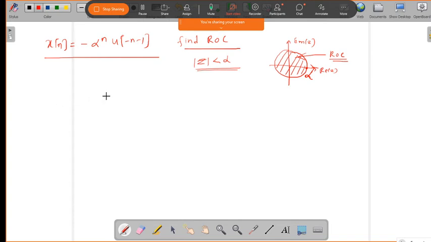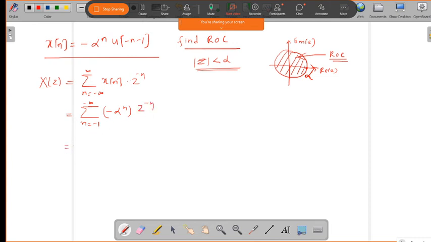So have we done this, or shall I do it? If you want the solution, I will do it. You just take the transform of the signal, which is equal to summation n equal to minus infinity to plus infinity x of n into z power minus n. So now it exists between n equal to minus 1 to minus infinity. So x of n is minus alpha power n into z power minus n.